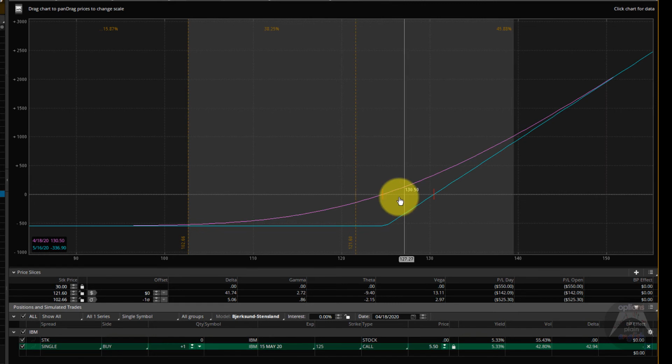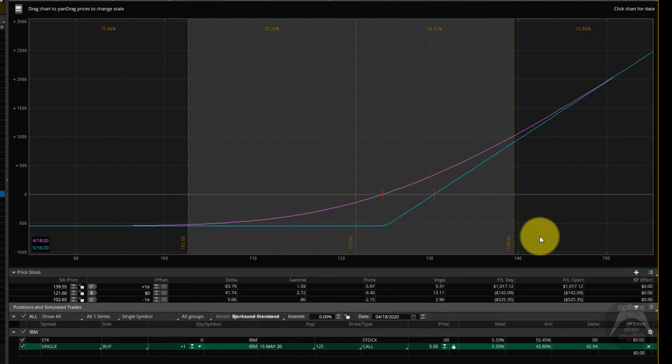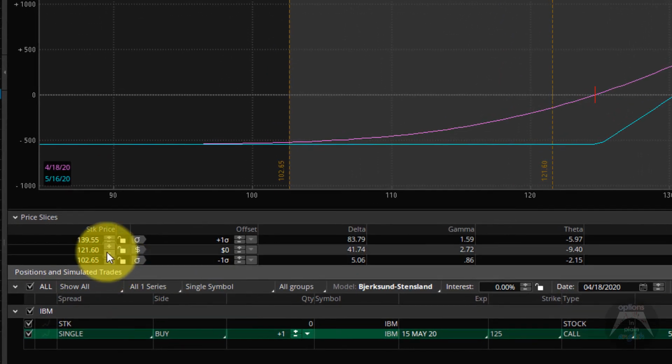So this tool, this Analyze tab, risk profile analyze tool, is a very powerful tool, and we're going to be using it a lot. It allows you to modify and do what if scenarios. In this case, for example, we start the position and we're going to focus on this portion. So the P&L open, which is the profit.